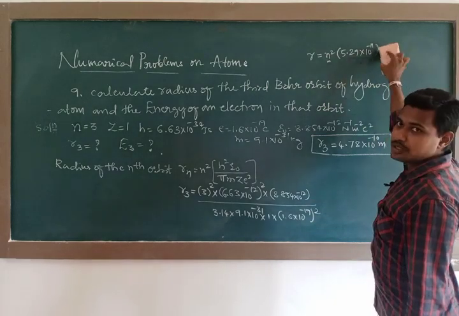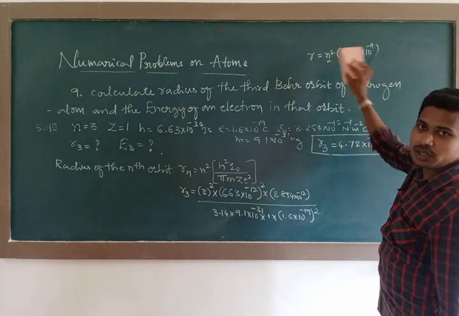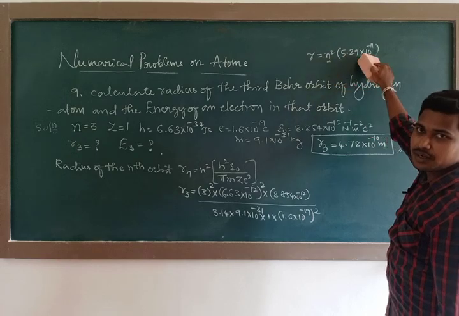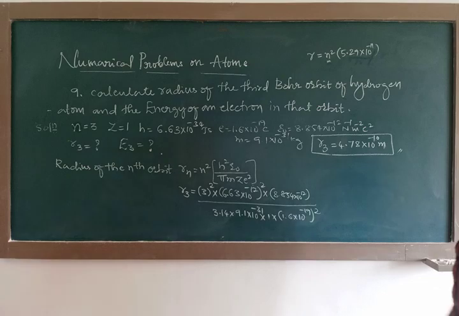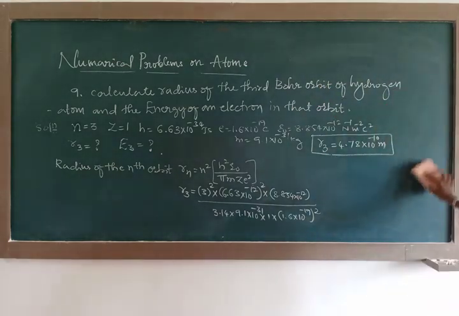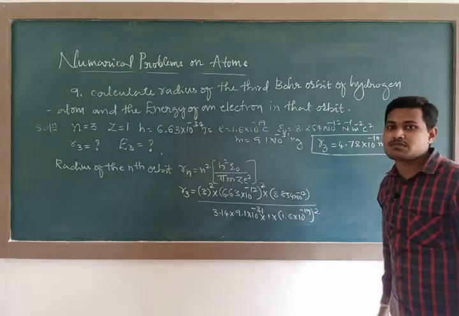That is for the first orbit. So in place of n, if you replace by 3 square, 9 into this quantity, you will get this value 4.78. This is an alternative method, and the other is by taking the help of this formula.